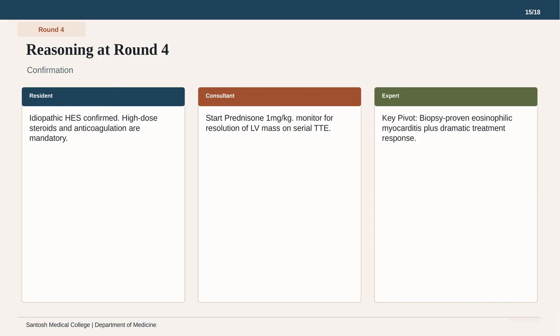The consultant in the center outlines the exact regimen, reiterating the start of prednisone at 1 milligram per kilogram. They also add a crucial monitoring step, which is to watch for the resolution of the left ventricular mass using serial echocardiograms. The expert on the right highlights the final clinical pivot. They note that the combination of biopsy-proven eosinophilic myocarditis followed by a dramatic response to targeted treatment validates the entire diagnostic journey. We can now look at the overall outcome of this fascinating case.